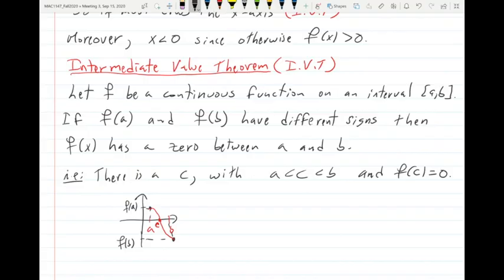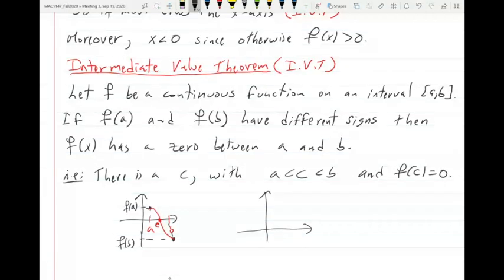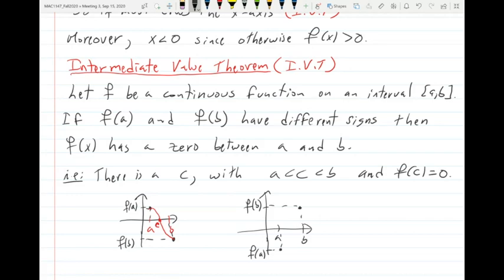Or it could be the other way around. Here is your a, here is your b, and let's say that at a the function is negative, and at b the function is positive. So you begin down here and then you finish up here. Once again, when you're graphing the function, you need to join the dots. You have to go to the x-axis, and you may go more than once. There are many things that you can do. You can go more than once, but you have to go at least once. That's what this theorem is telling us. So if a function is continuous and changes sign on an interval, it has to have a zero inside that interval.